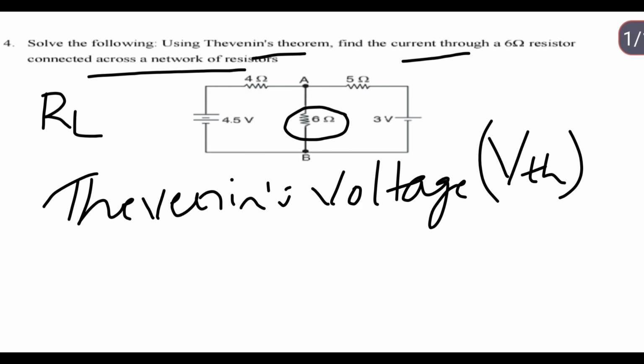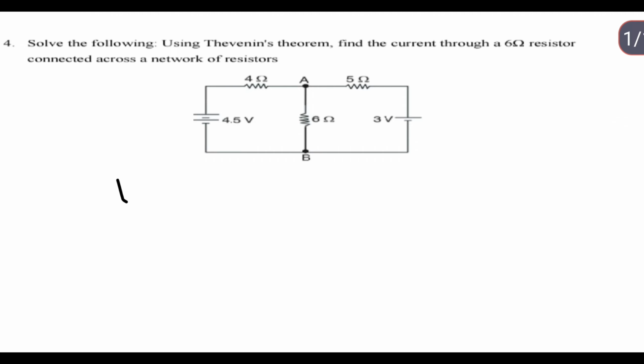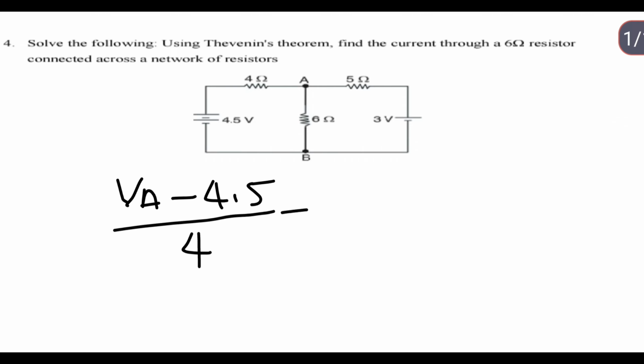So I am going to use nodal analysis. At node A, there is no 6 ohm resistor, which means current is not there through it. We write the equation: VA minus 4.5 divided by 4, plus VA minus 3 divided by 5, is equal to 0.